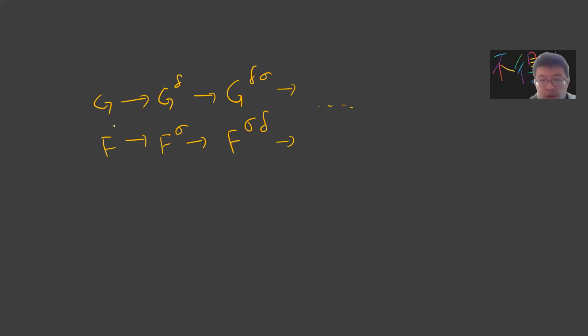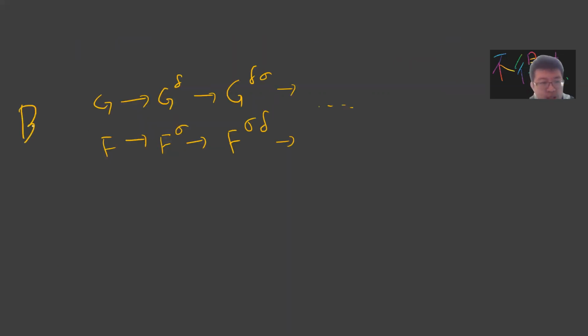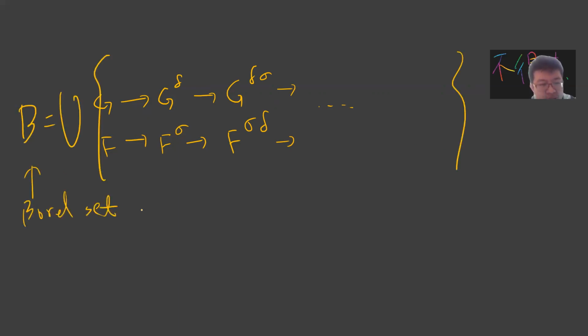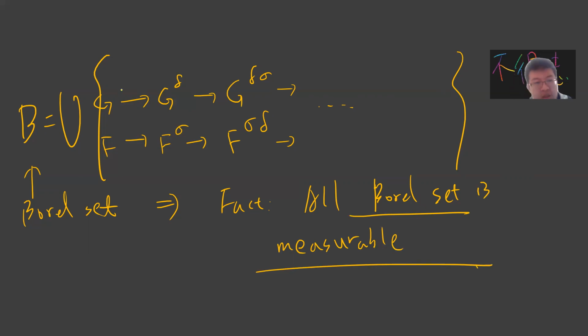And by our results, G and F are measurable, and their countable union, intersection, and difference are measurable, right? So the collection, or the union of everything, is called the Borel sets. The fact is, by our proof, that all Borel sets are measurable. The reason is that G and F are measurable, so their countable intersections and countable unions are measurable, so all Borel sets are measurable.